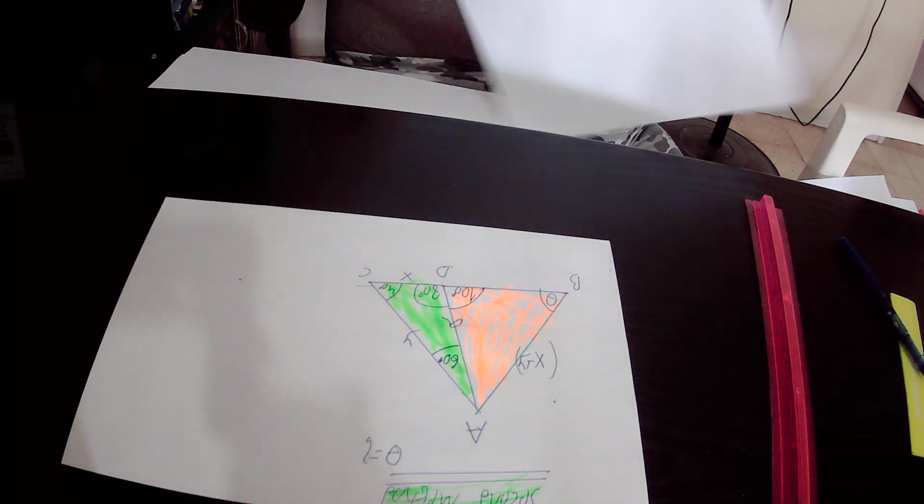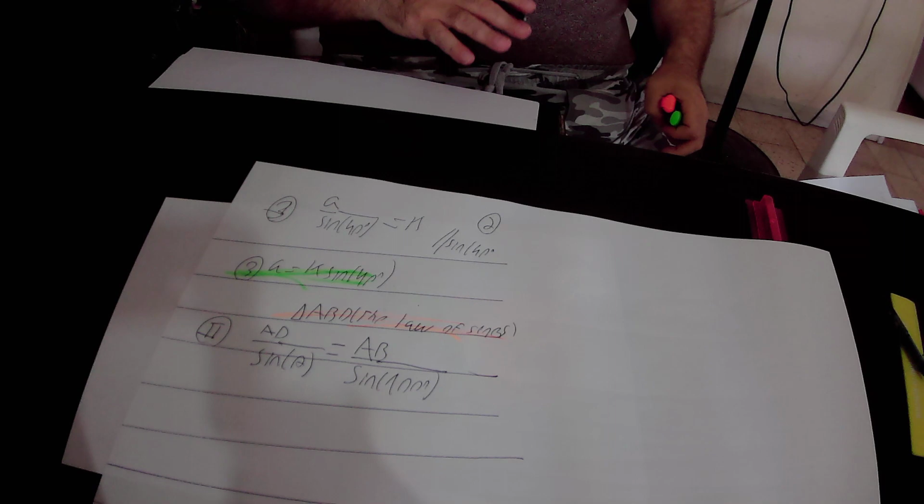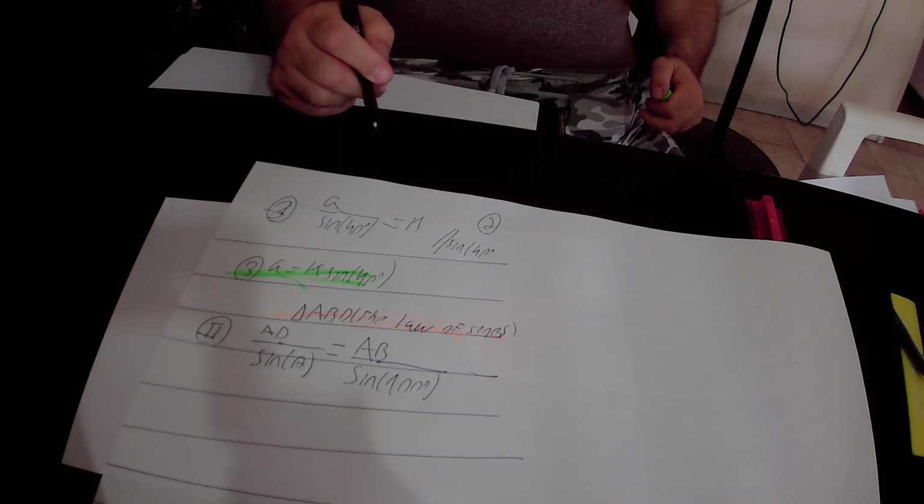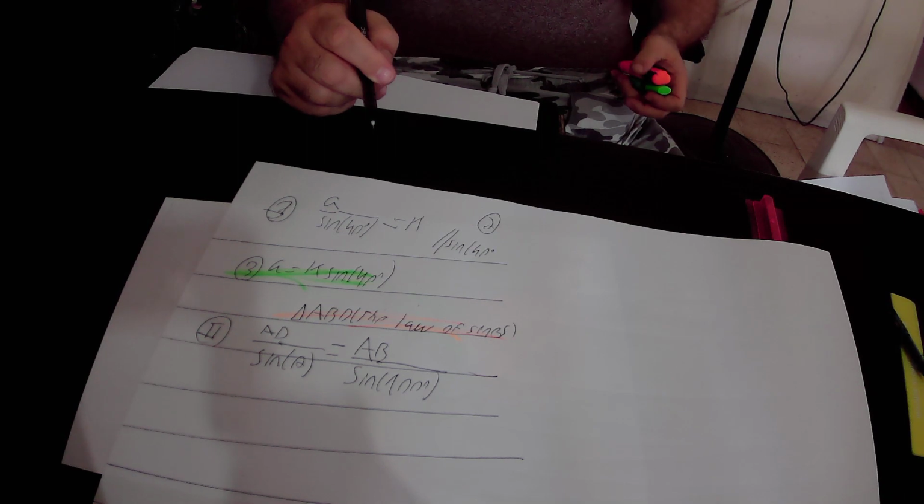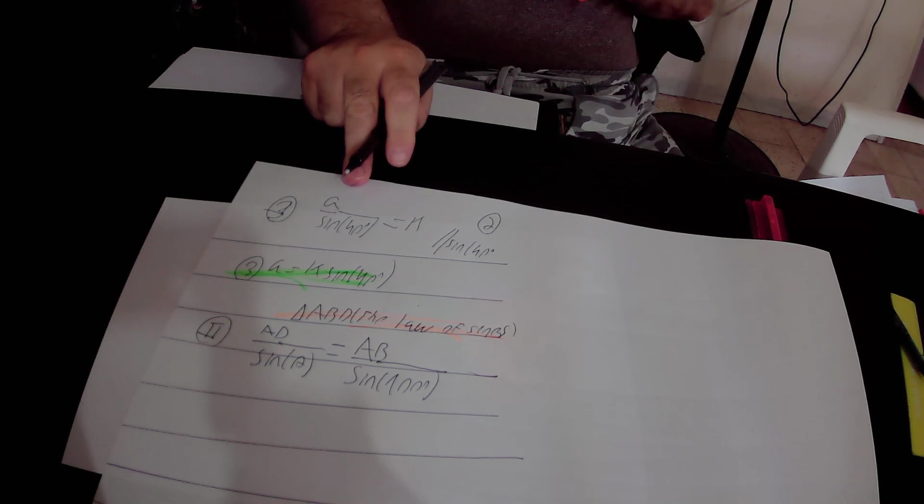I'll repeat again. Here, equation number 2 is the implementation of the law of sines in the orange triangle, triangle ABD. According to the law of sines in triangle ABD, AD over sine theta equals AB over sine 100 degrees. Okay?